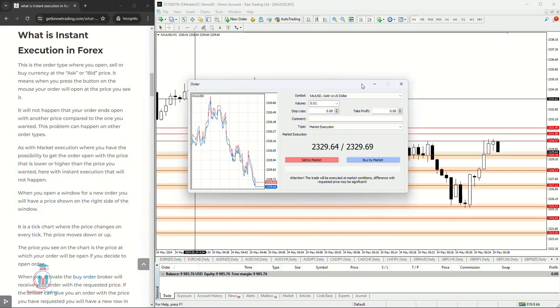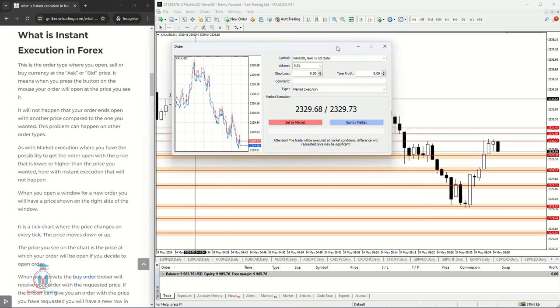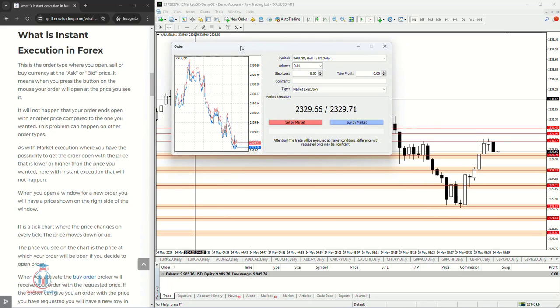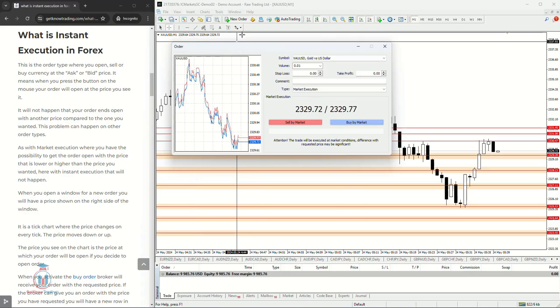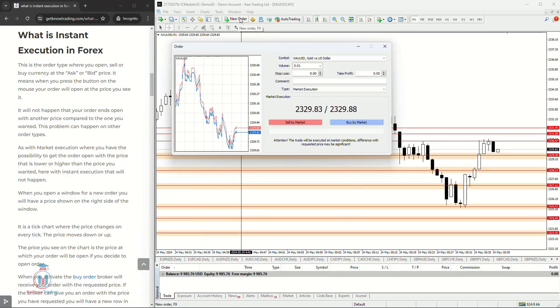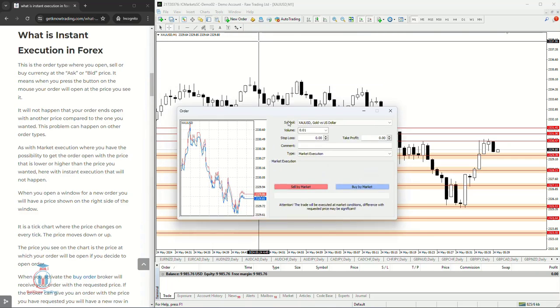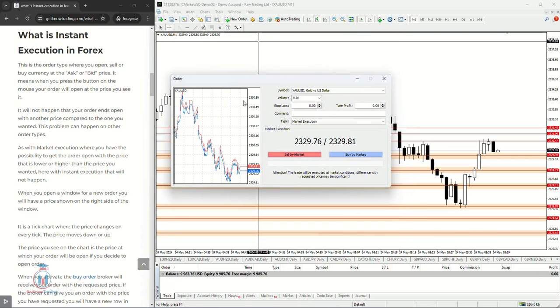If you are using any other trading platform, click the button you need to click. But for MT4 and MT5 you will have a new order button, or press F9 as a quick button. In this small window on the left side you have a tick chart which shows you the current market price. On the right side you have two buttons, sell by market and buy by market. And you can see there is a warning message below: the trade will be executed at market conditions. Difference with requested price may be significant.